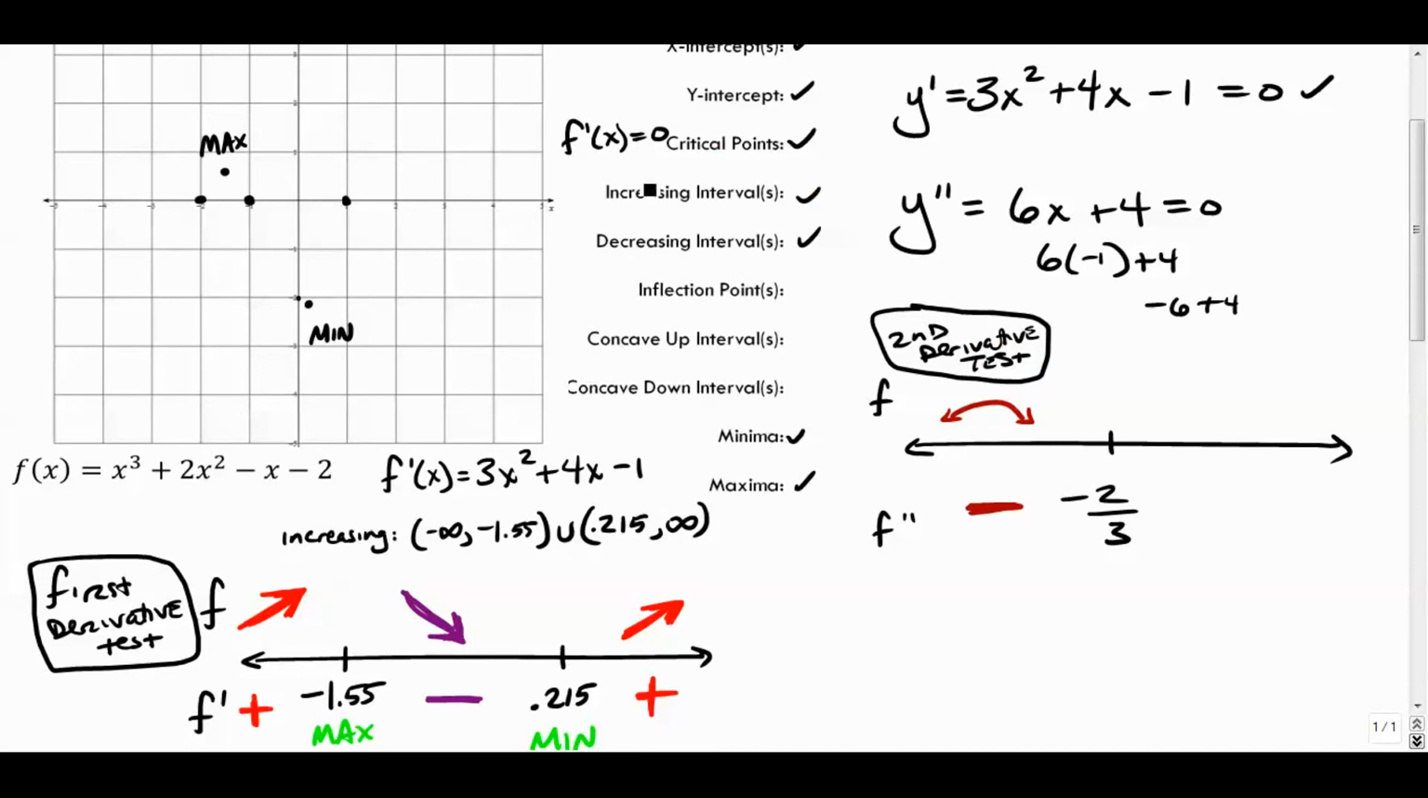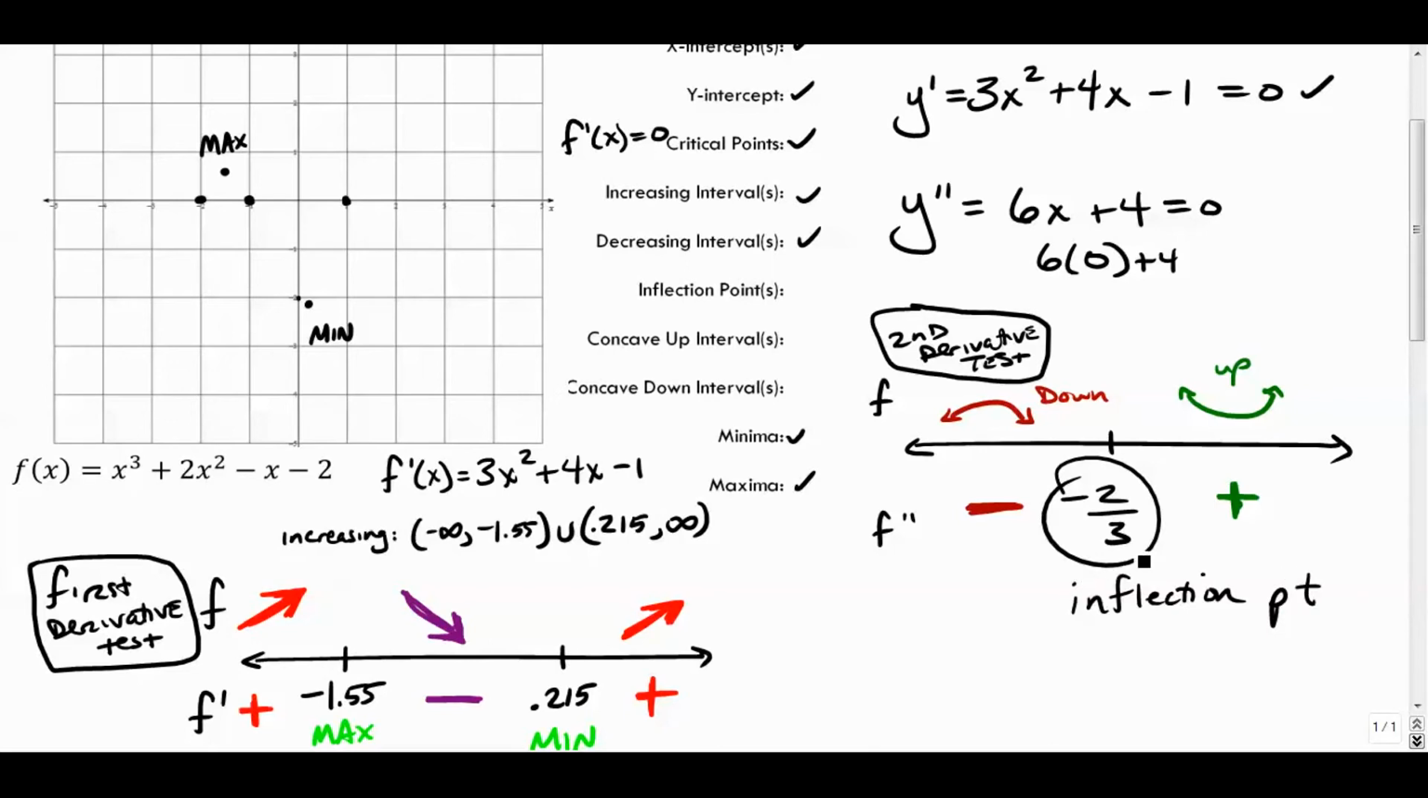Let's test a number over here to the right of negative 2/3. Let's test 0. If we put 0 in here, we get a positive 4. So our concavity is up. That's concave up, and this is concave down. The point where the concavity changes is called our inflection point. Concavity changes at the inflection point.